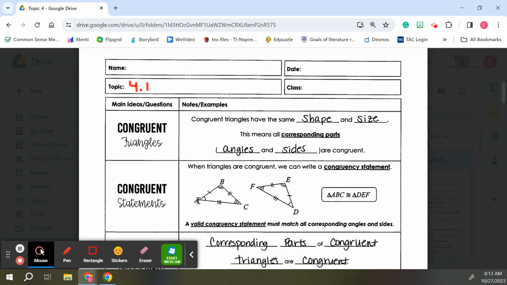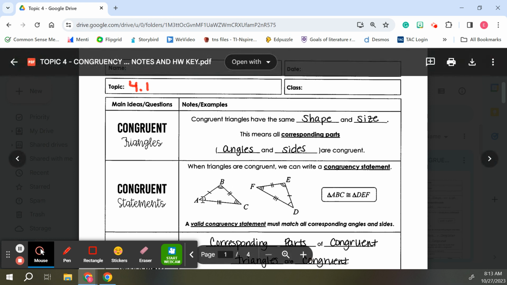In this case, if we talk about A, B, C, you could see that A would be congruent with D, B would be congruent with E, and C would be congruent with F. AB is congruent with ED, BC is congruent with FE, and AC is congruent with FD. So when we name this, we have to be very specific as to what goes with what.